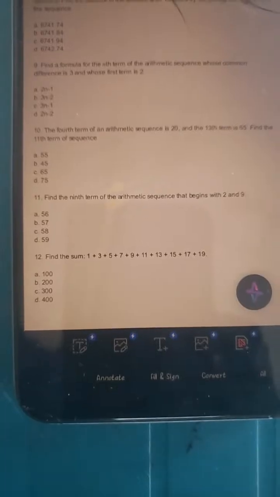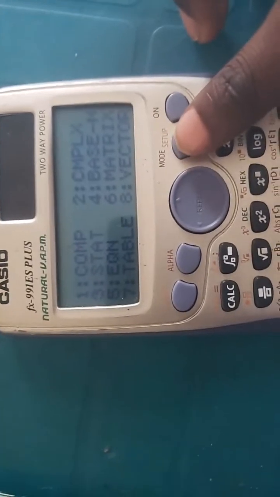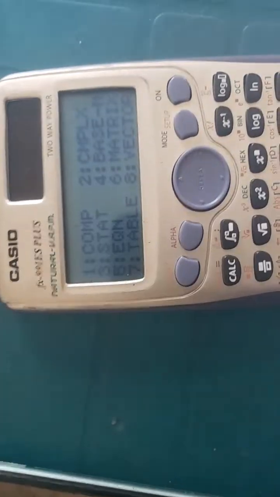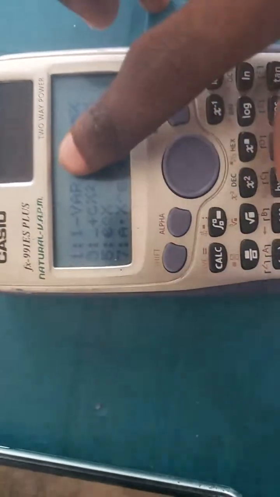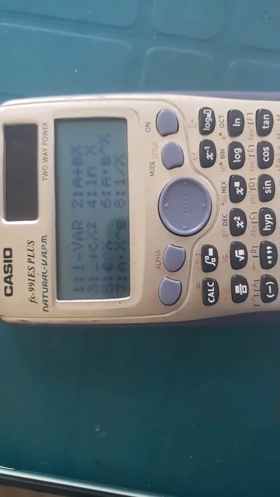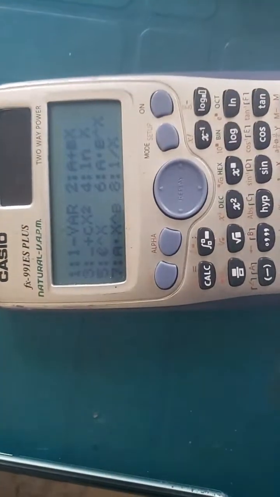So let's start off. For you to do that using your calculator, just click on mode. Then remember in the previous video we did, when we talked about statistics, we will still be implementing that. We'll still be making reference to statistics. So that's option 3. Remember what option 1 represents. That's you finding your standard deviation and so on and so forth. But option 2 here, that's A plus BX.